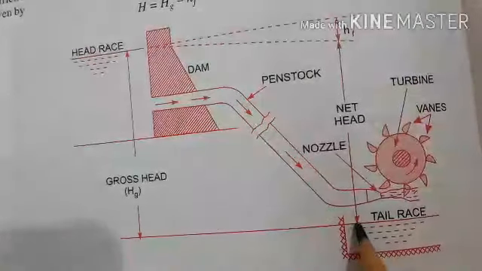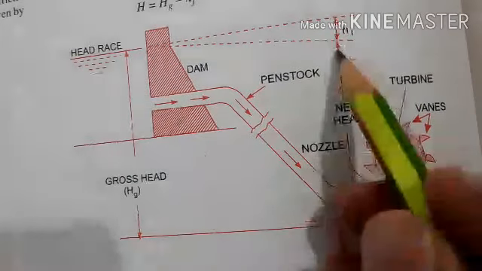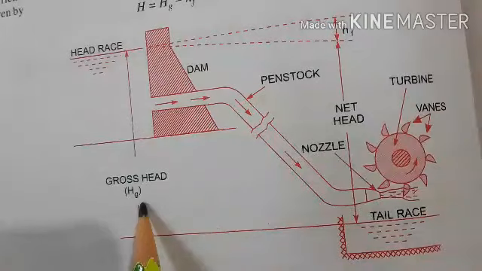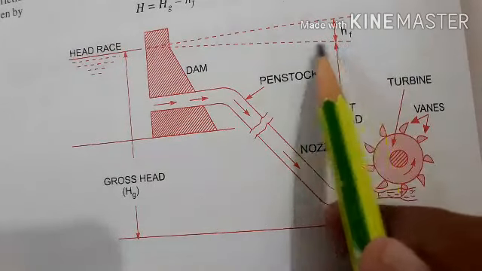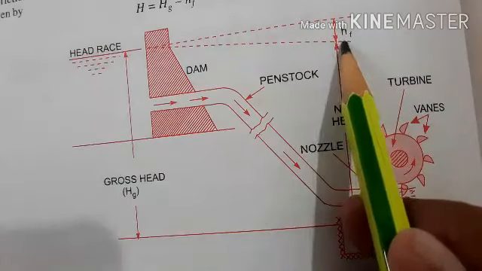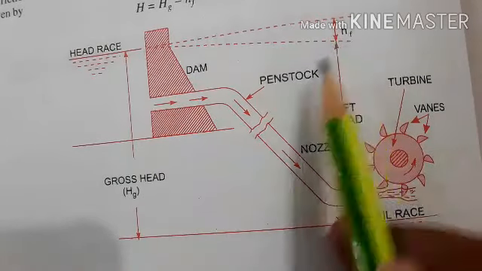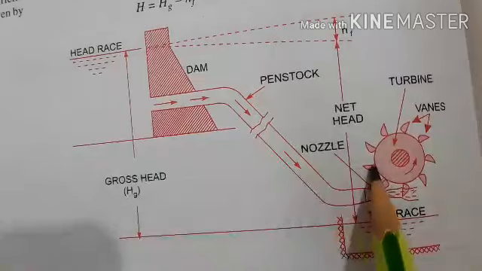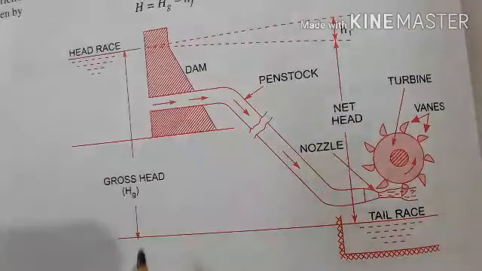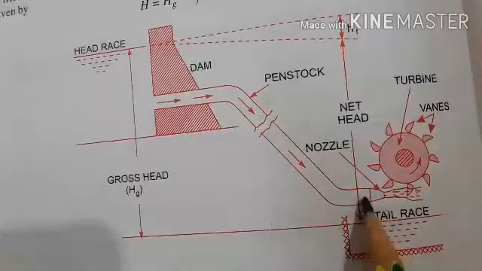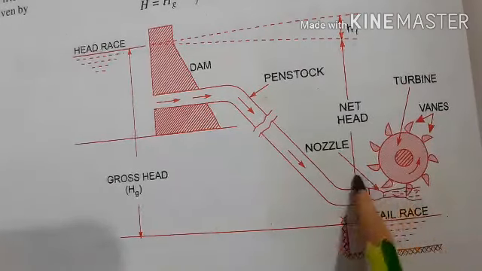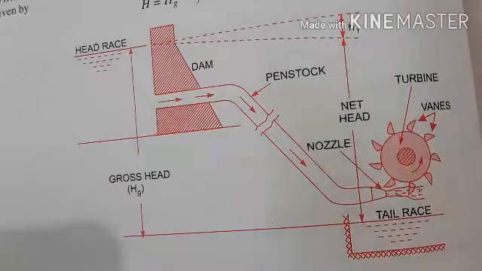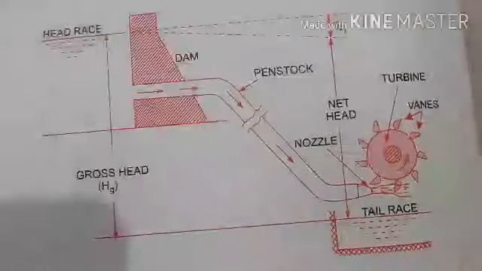Then the net head available at the inlet of the turbine will be Hg minus Hf. How much this HF is to be taken is given in the problem. This HF, the loss due to friction, will be one third of the gross head. Okay, I hope you understood this. Then after the water passes over the blades, the angle of deflection will be 165 degree.